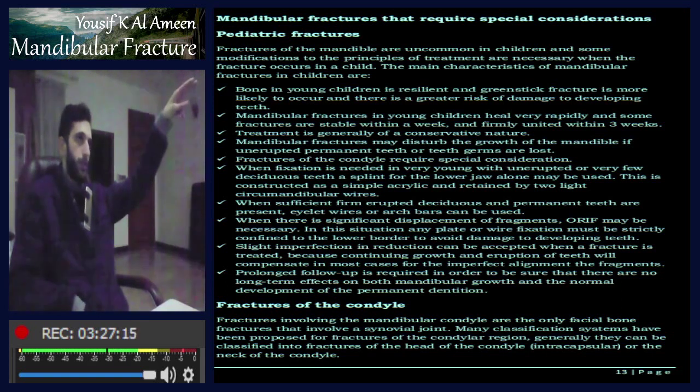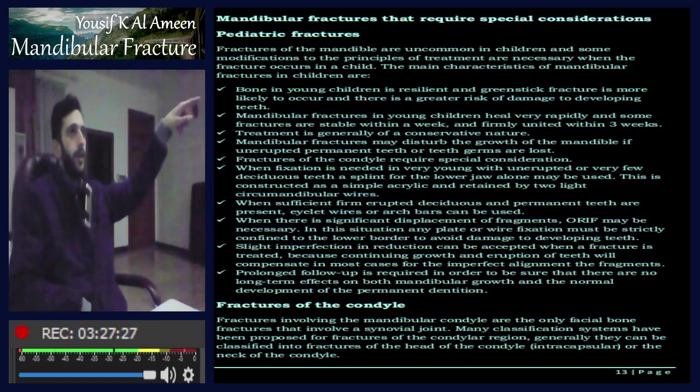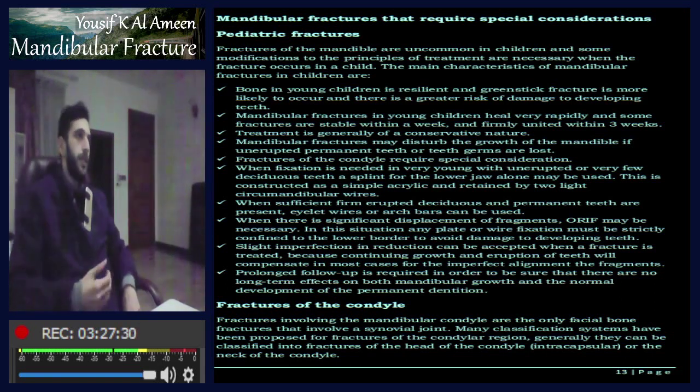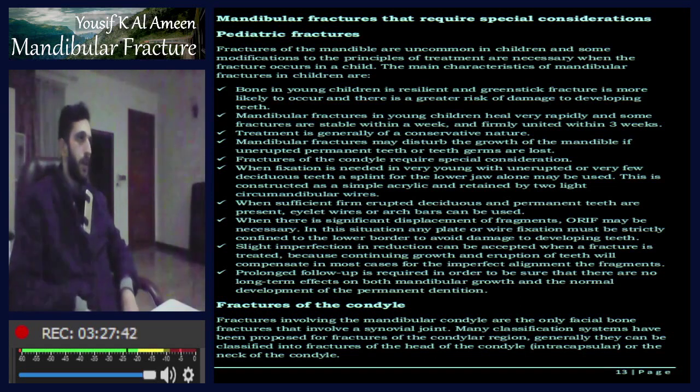When the fracture occurs in a child, the main characteristics of mandibular fracture in a child are: bone in young children is resilient, and greenstick fracture is more likely to occur, and there is a great risk of damage to the developing teeth. Mandible fractures in young children heal very rapidly, and some fractures are stable within a week and firmly united within 3 weeks.